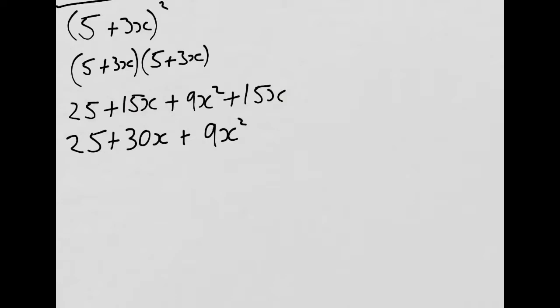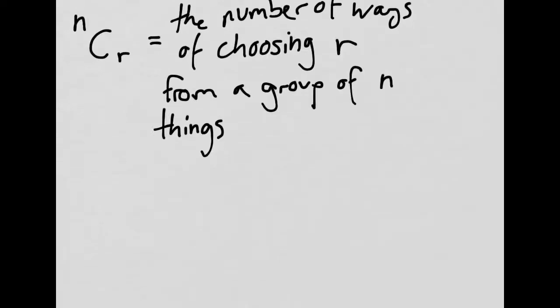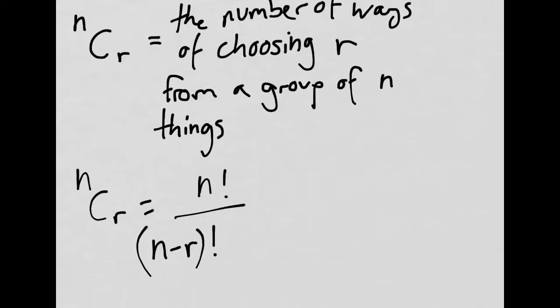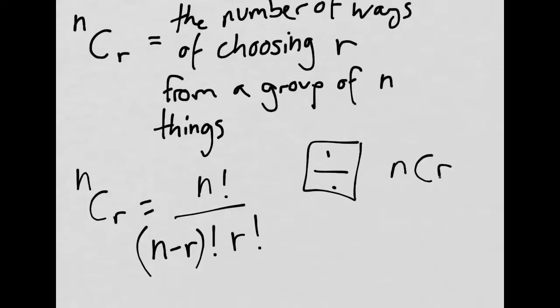nCr comes from statistics. It tells us the number of ways of choosing r from a group of n things. It's given by the following equation: nCr equals n factorial divided by (n minus r) factorial times r factorial. Alternatively, you can look on a calculator, find the divide button, hit shift, and you'll find a button that says nCr. We just hit the number, hit nCr, and then hit your r number, and it will tell you the number of ways of arranging that group.